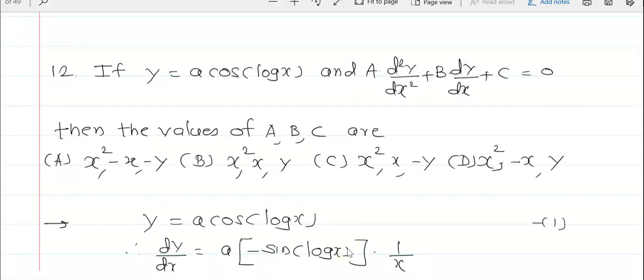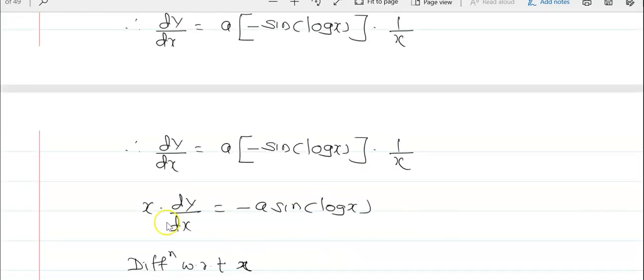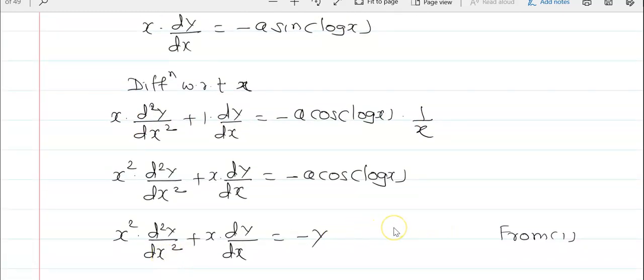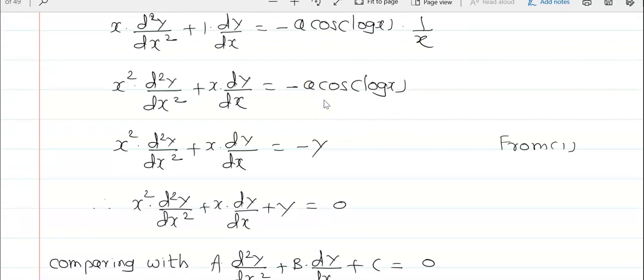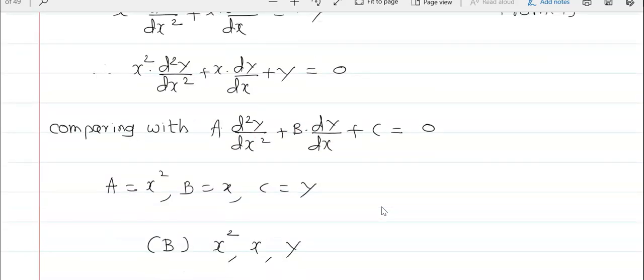Now see this again, how it is solved. First derivative: x into dy/dx is minus a sin of log x. Again differentiate, normal derivative, apply the product rule. Multiply on both sides by x. The value of a cos of log x is y. Compare with the coefficients, the values of a, b, c: a is x², b is x, c is y. Therefore x², x and y. And hence we have completed this multiple choice question number 1.